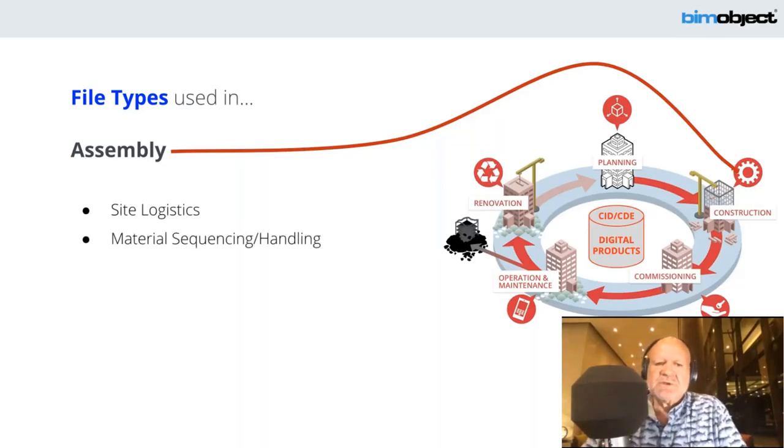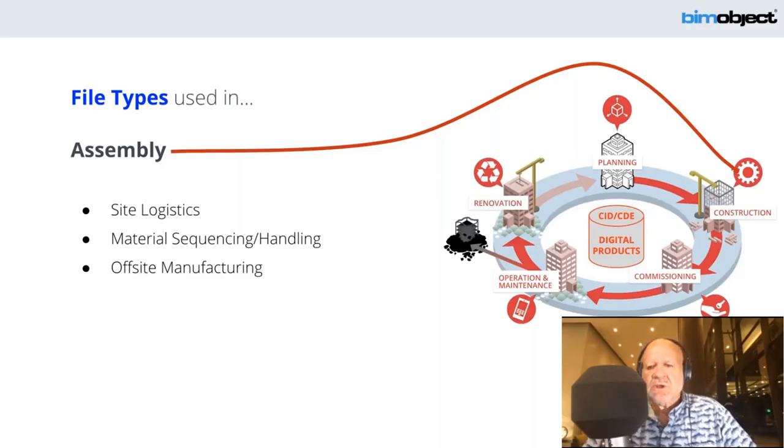So site logistics, material sequencing and handling. This is again back to the time studies, scheduling. Primavera, a lot of the other scheduling software programs can consume. Often it's the basic translatable file types. Again, the CSVs and these data stores. SQL data even is another huge one.